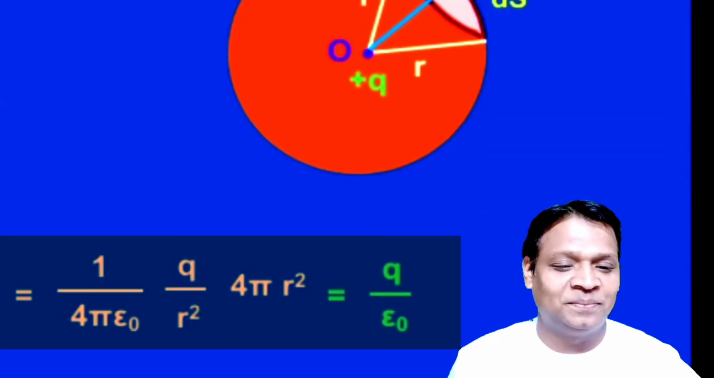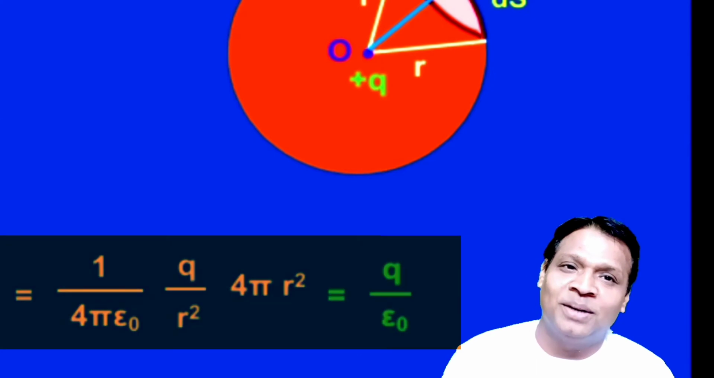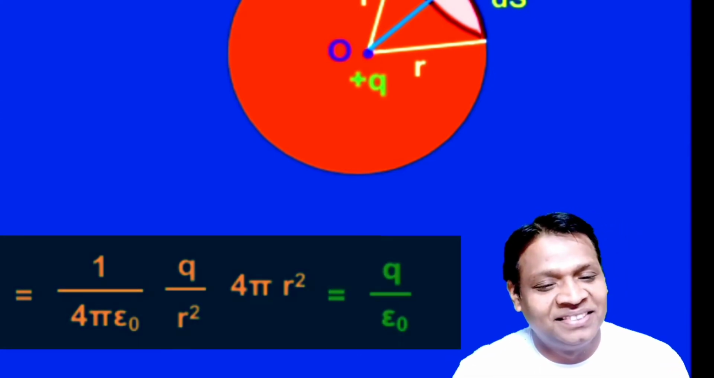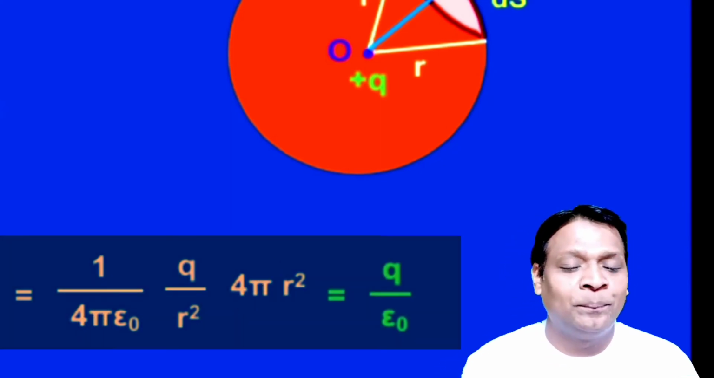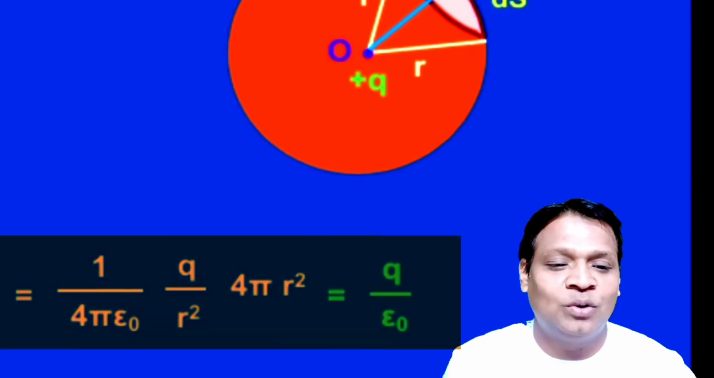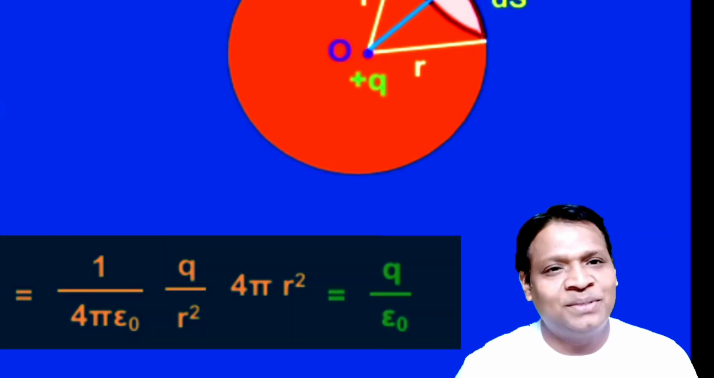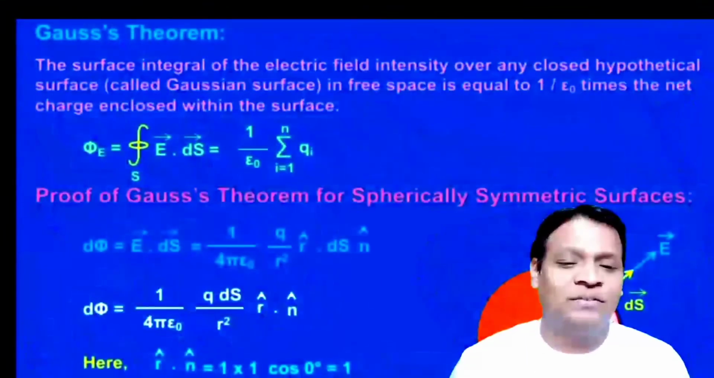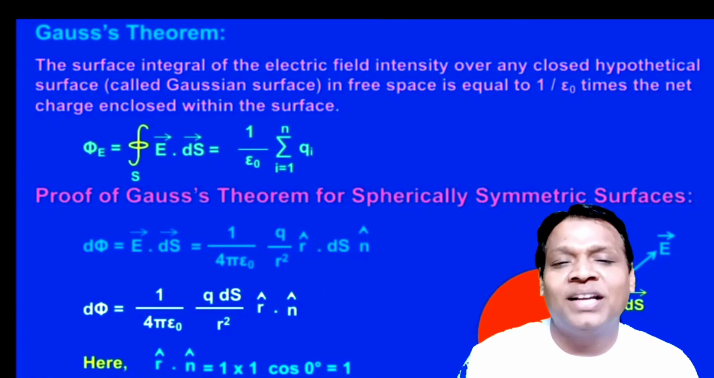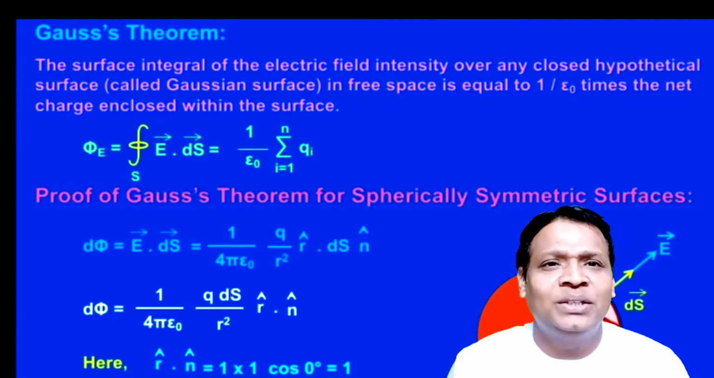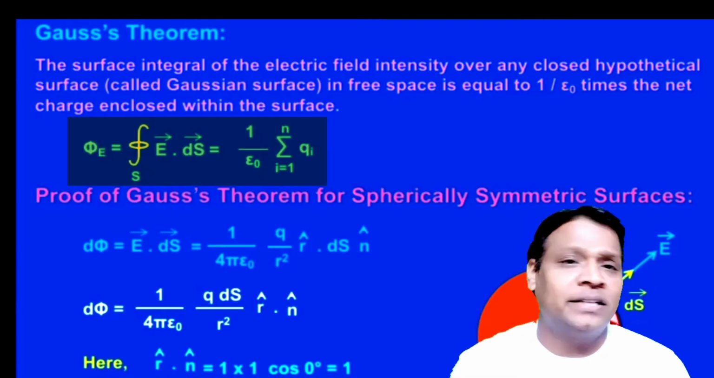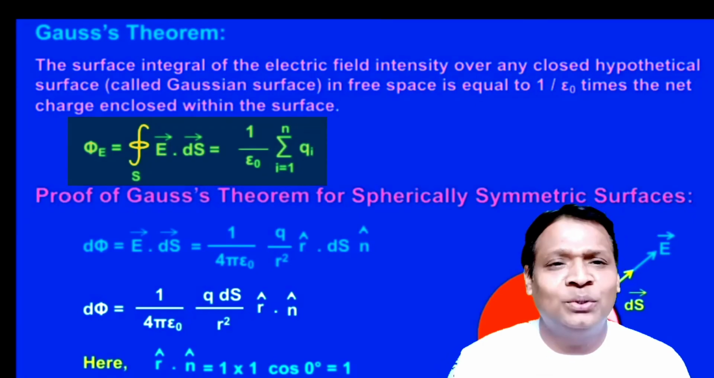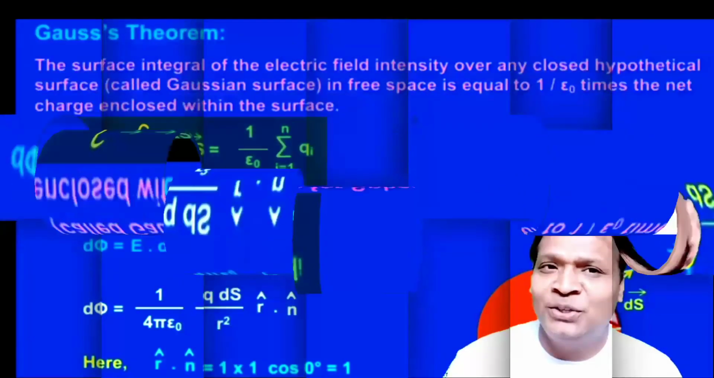So now we will put that here. What we will get is 1 upon 4 pi epsilon naught q upon r square times 4 pi. Is it clear? So the 4 pi is cancelled by the 4 pi, and the r square is cancelled by the r square. So what we get is q upon epsilon naught. It means the total flux phi e is equal to 1 upon epsilon naught times q. In this figure only the q charge is here, so that's why we have written q. If we put more than one charge inside the region, then the total flux will be 1 upon epsilon naught times the summation of q.